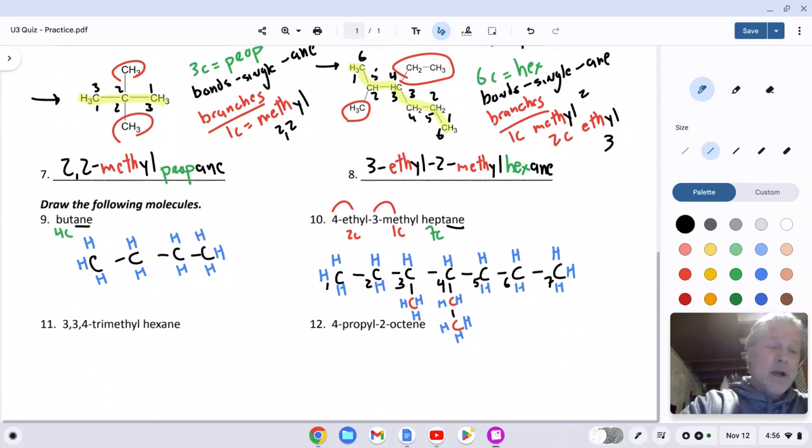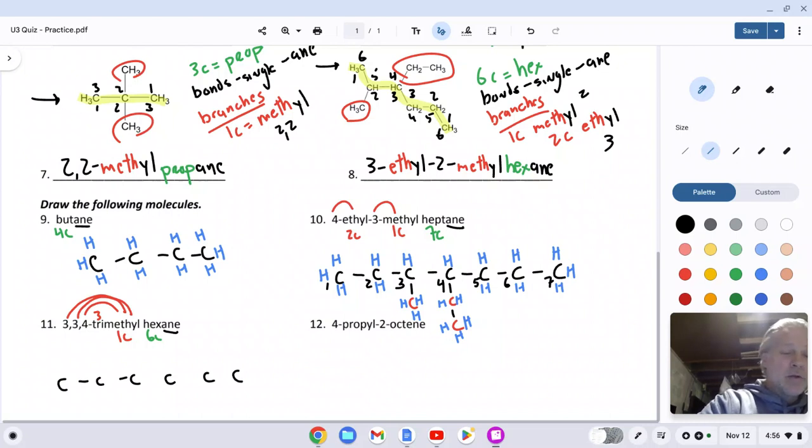The next one is 3,3,4 trimethyl hexane. That's a single bond. And hex tells me there's 6 carbons. The methyl tells me it's 1 carbon long. The tri tells me that there's 3 of them. And the 4, the 3, and the 3 tell me their location. So when I go to draw this structure, I'm going to have 1, 2, 3, 4, 5, 6, and go 1, 2, 3, 4, 5 bonds, single bonds. I'm going to number my chain. 1, 2, 3, 4, 5, 6.